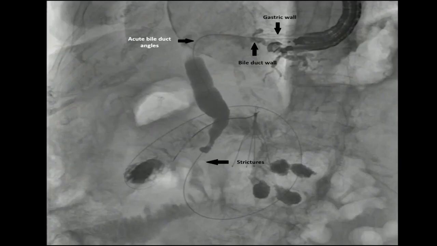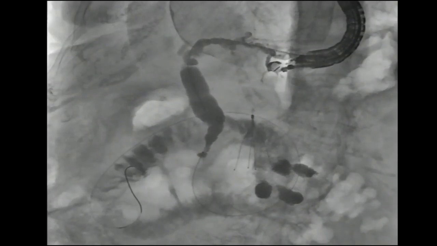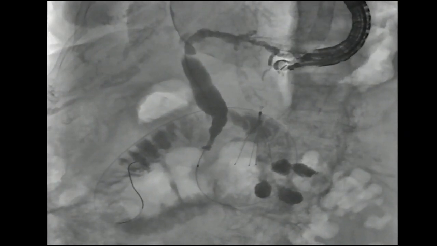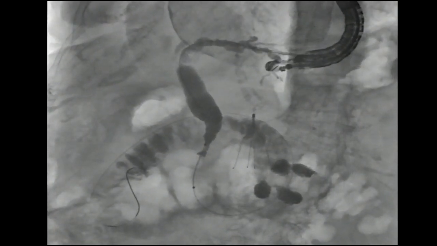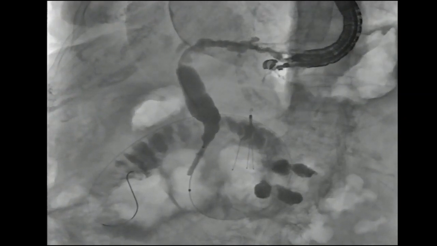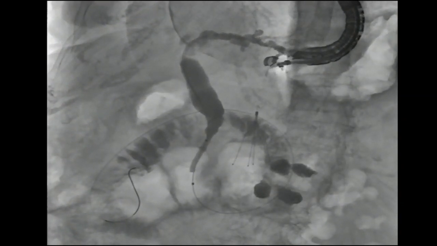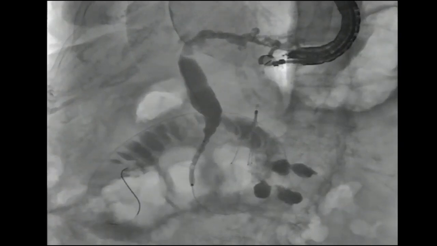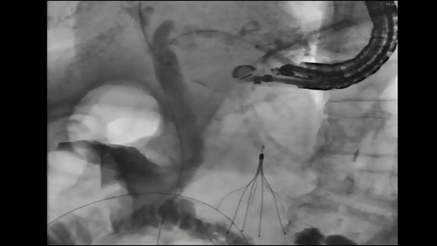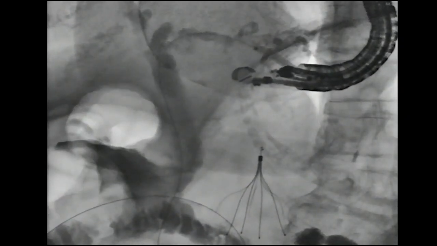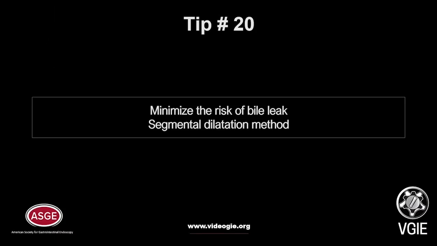It is important to identify and dilate all biliary angles and narrowings, starting with the most distal narrowing. It is easier to pull a previously used balloon than it is to push it. Anticipatory dilatation of all sharp angles will ensure subsequent smooth passage of a stent. In addition to aspiration of bile before the injection of contrast, use of the segmental dilatation method will help minimize the risk of bile leak.